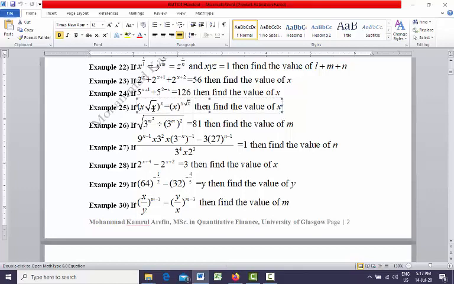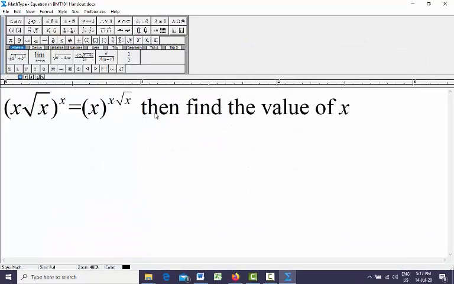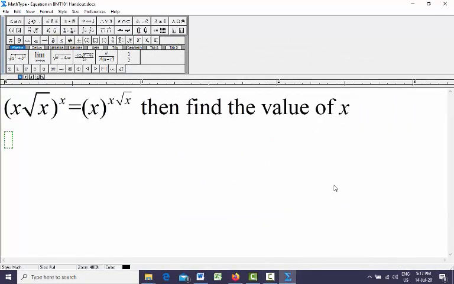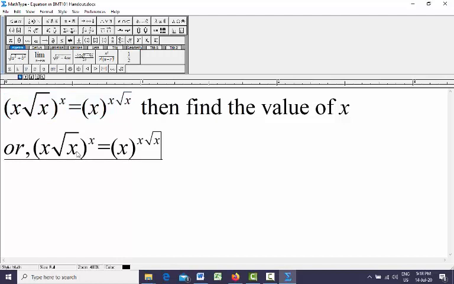Now we will move to question example 25. Here the question is asking us to find the value of x by solving this equation. This problem looks so complex, but it is not complex. Always remember, looks may be deceptive. It may look very complex, but you will see that this is not so complex.